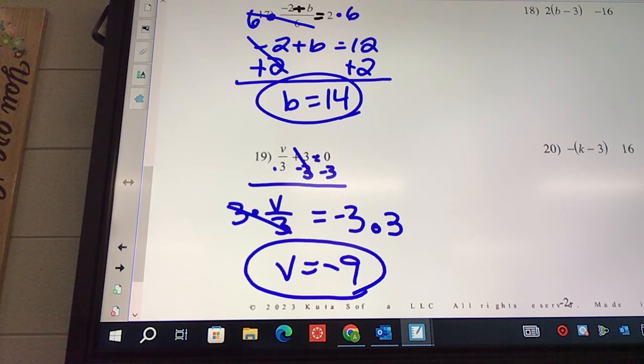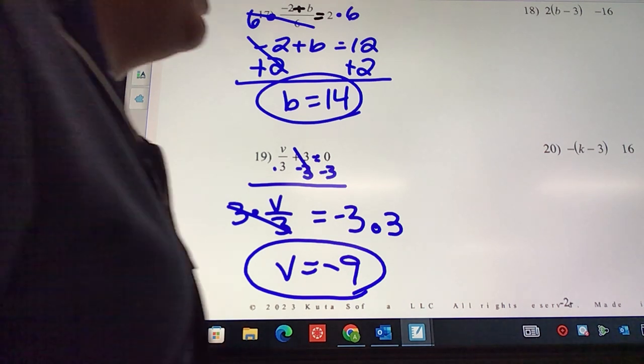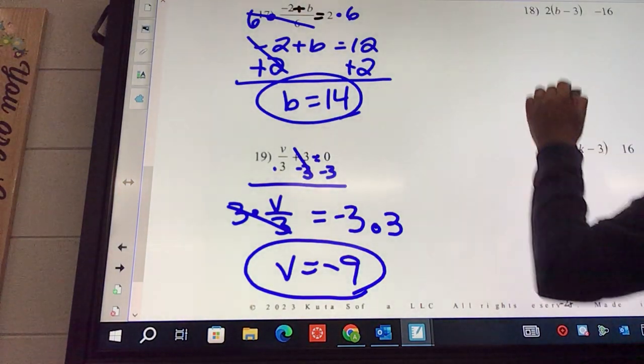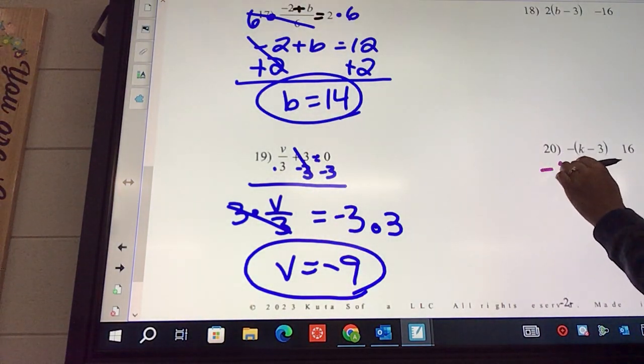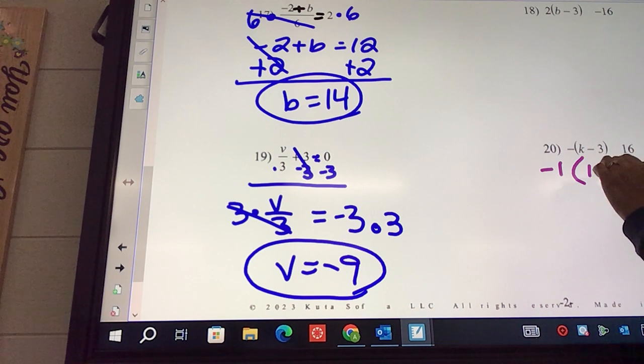Okay, you guys have 10 to do on your own. 20 looks a little bit weird. I would probably write it like this and it might make a little more sense. It's negative 1 times 1k minus 3 equals 16. Okay, so add those two ones right there.